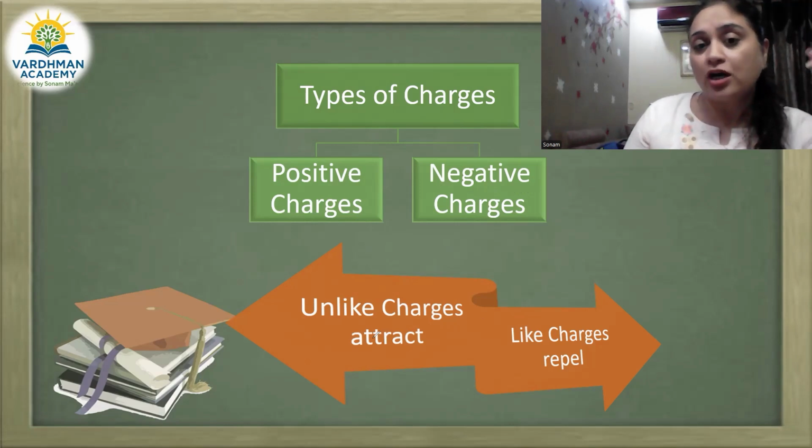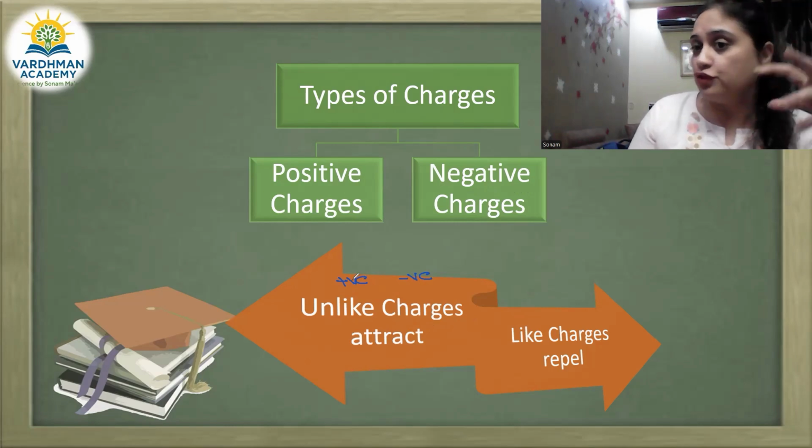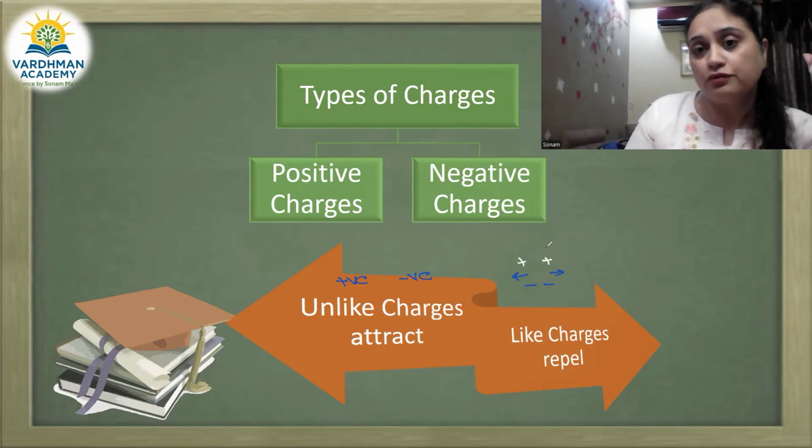So unlike charges always attract each other, meaning the positive charge always attracts the negative charge and the negative charge attracts the positive charge, vice versa. When you talk about like charges, meaning negative and negative, they always show repulsion. And when you are talking of positive and positive charge, they also show repulsion.